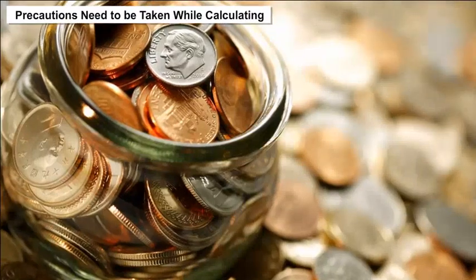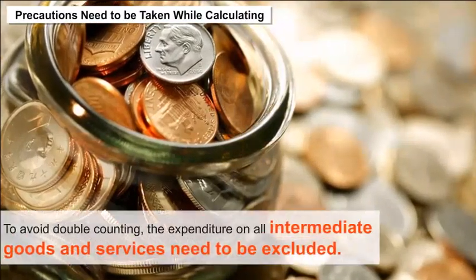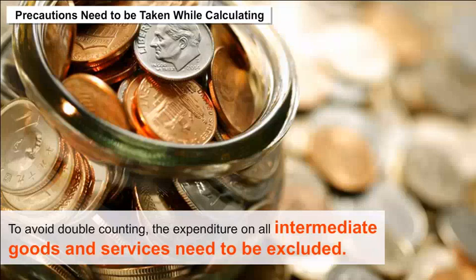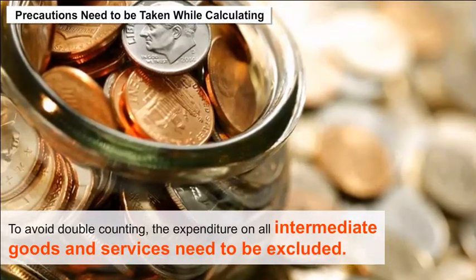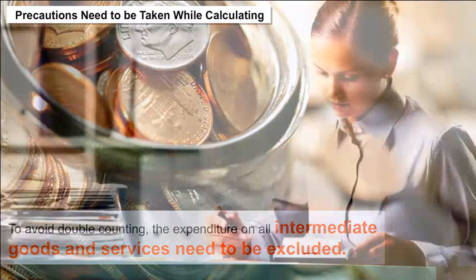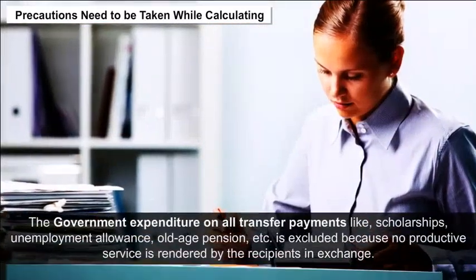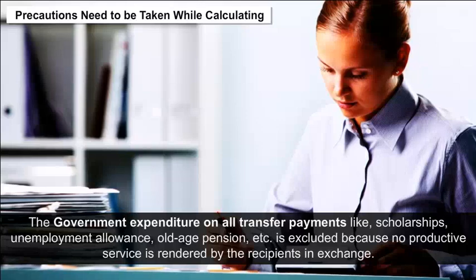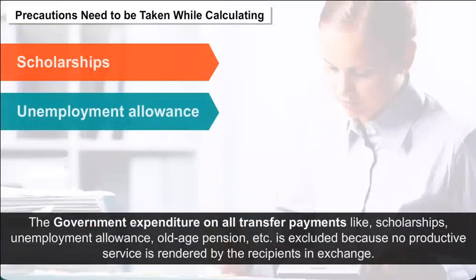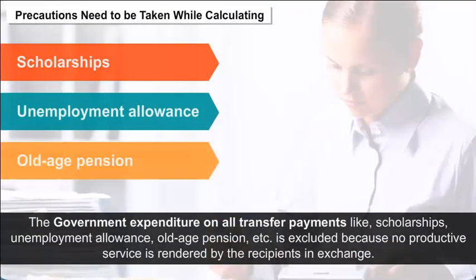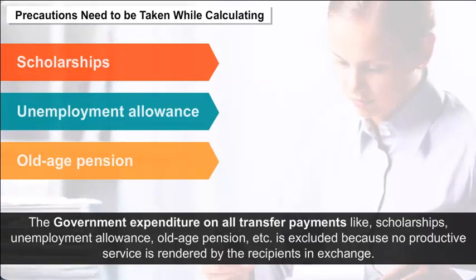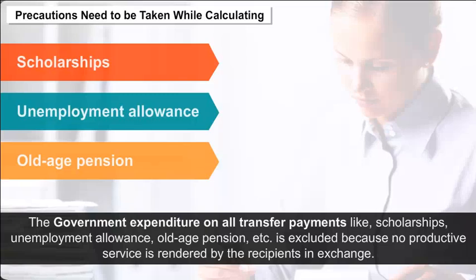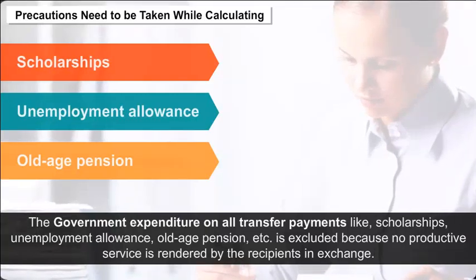Precautions need to be taken while calculating. To avoid double counting, the expenditure on all intermediate goods and services needs to be excluded. Secondly, the government expenditure on all transfer payments like scholarships, unemployment allowance, old age pension, etc. is excluded because no productive service is rendered by the recipients in exchange.